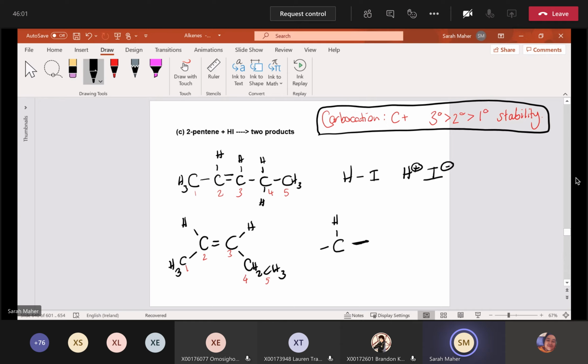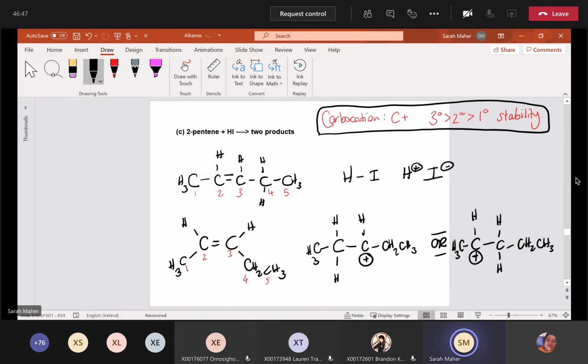So when the double bond breaks, we are left with a hydrogen either on the first carbon or a hydrogen on the second carbon. So that's the first step of the reaction.